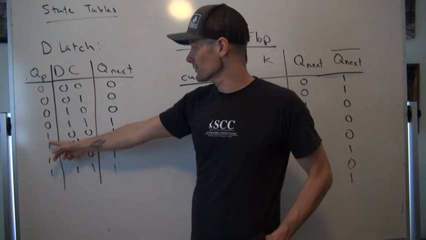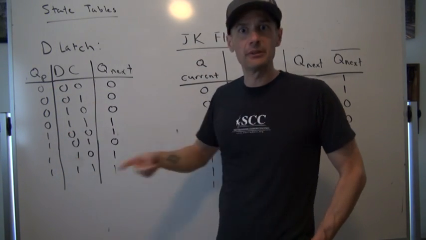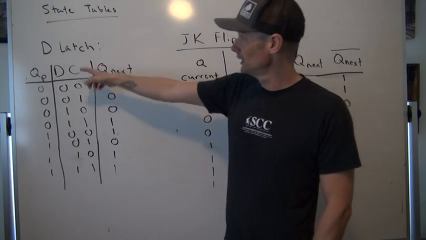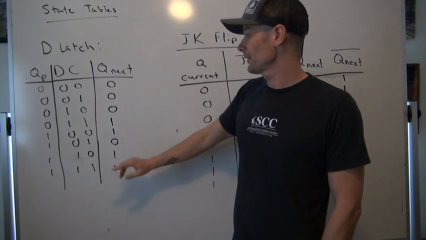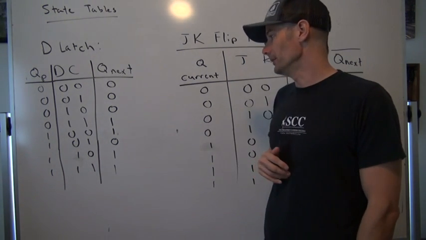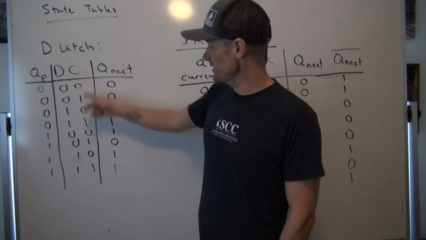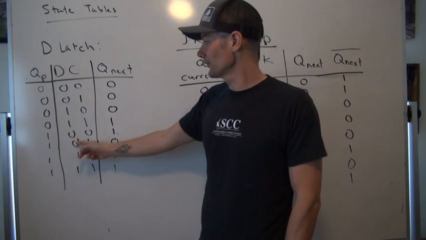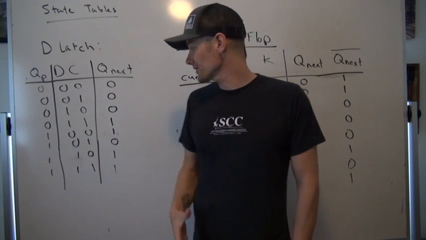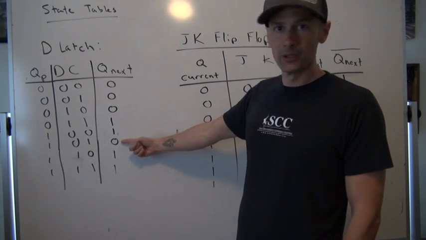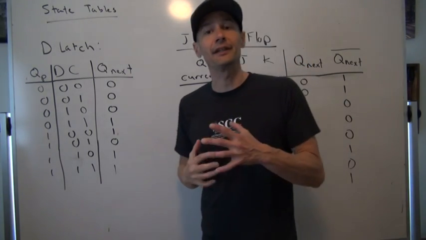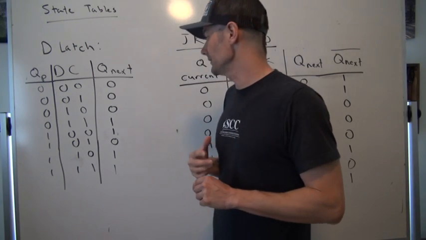If Q prior was 1 though, and D goes low, that means we have the intention of having a reset state where Q is going to go low, but C is 0, therefore Q next is held in memory to be 1. Now, if C is 1 and then D goes low when Q prior is high, that's a reset state. Sure enough, look what we got here. Q next goes low. So we are in that reset state.